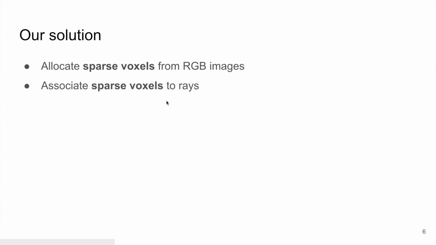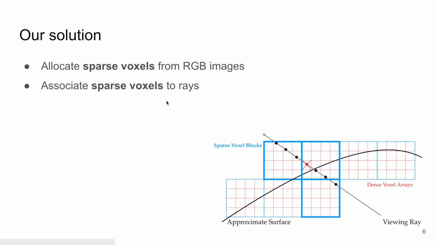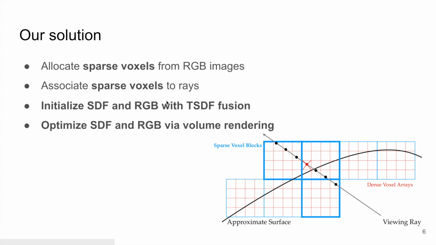Upon this framework, we allocate sparse voxels from RGB image priors and associate sparse voxels to rays. We then initialize plain SDF and RGB with classical TSDF fusion and optimize them directly via volume rendering.